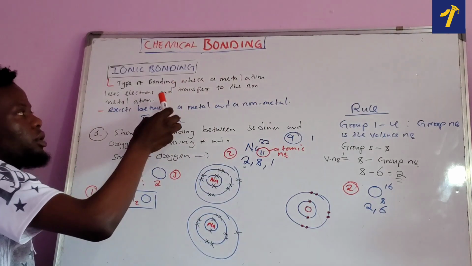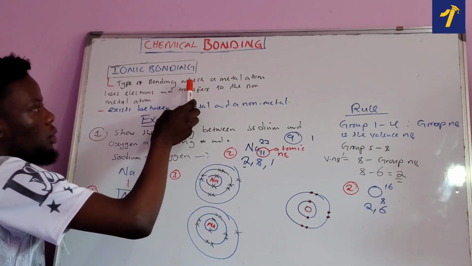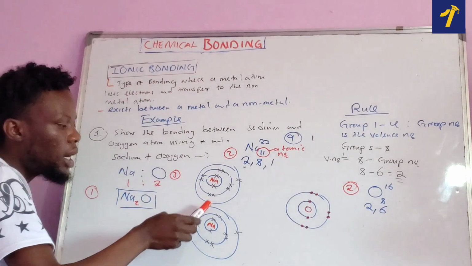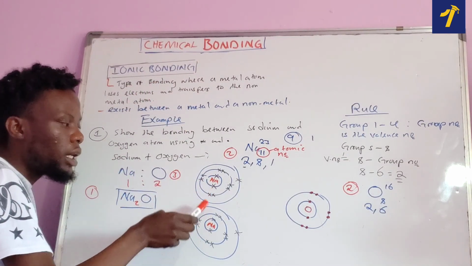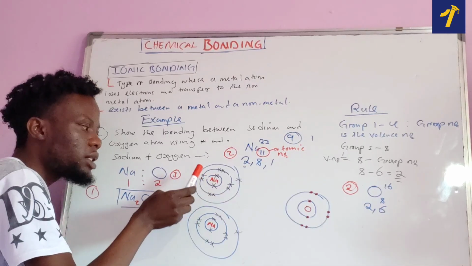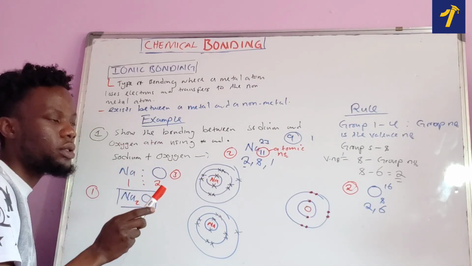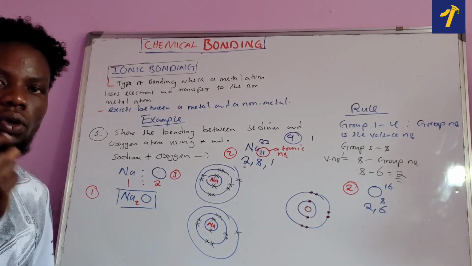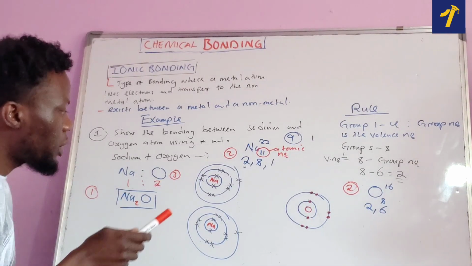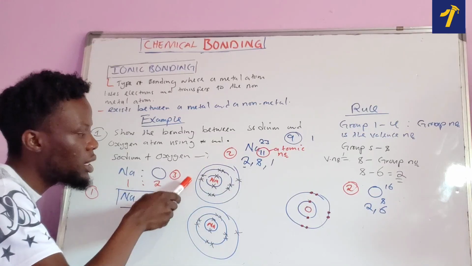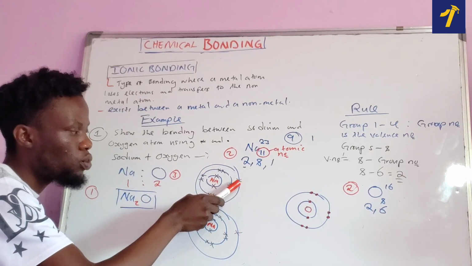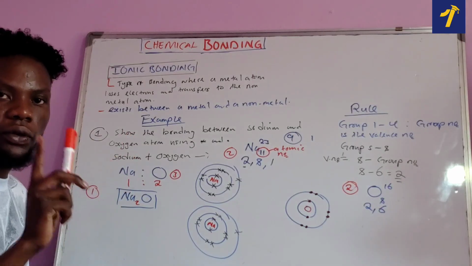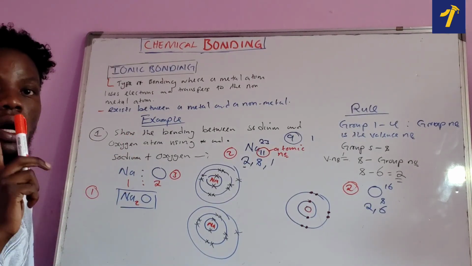If you go back to ionic bonding, what did we say? Type of bonding where a metal atom loses electrons. So if a metal atom, which is sodium, is here, we need to make sure that this sodium loses electrons. But where are those electrons coming from? Always go to the last shell. So in the last shell here, how many electrons are here? There is just one. So this sodium is going to lose one electron. Why? Because in the last shell, there is just one electron.